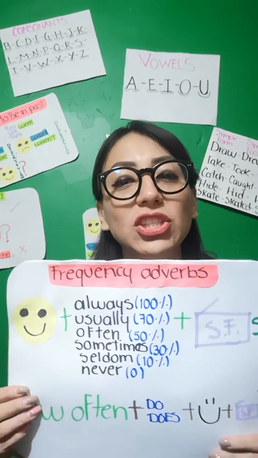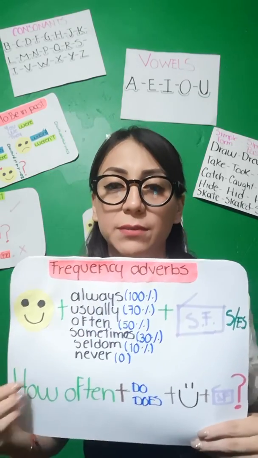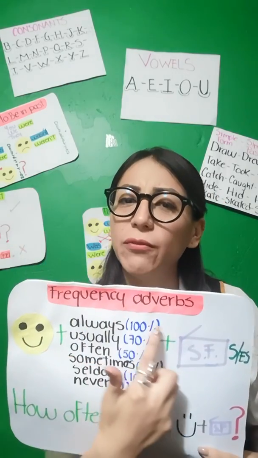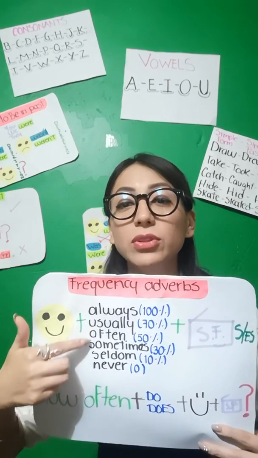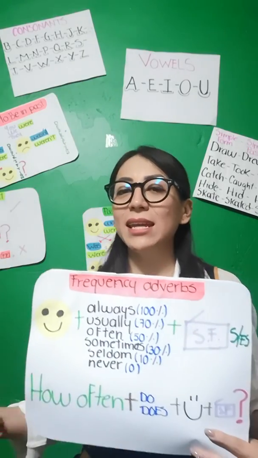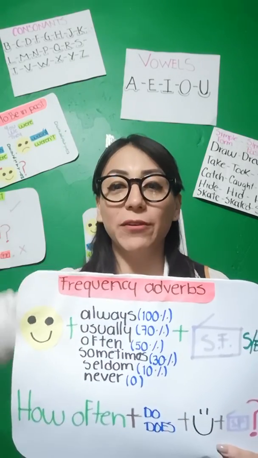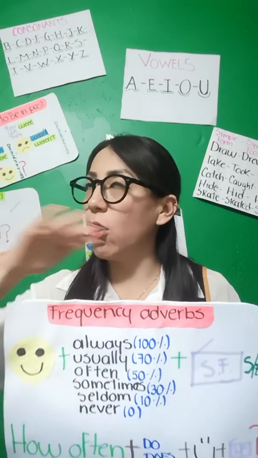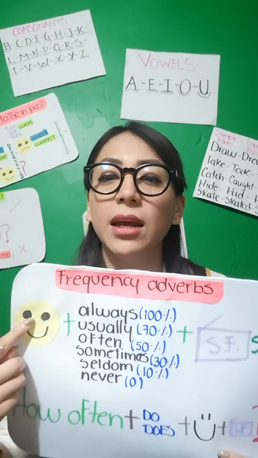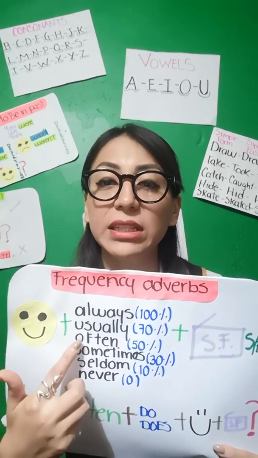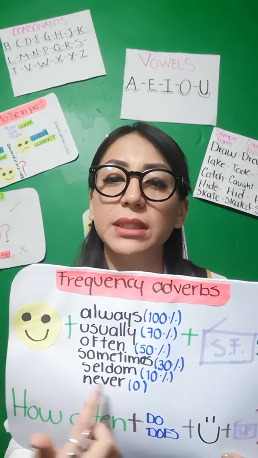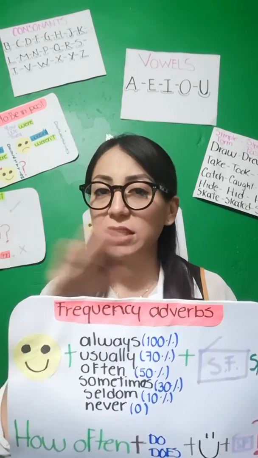Today, guys, we checked frequency adverbs. What is the function of frequency adverbs, guys? Those are going to help me to define or to say the frequency of my actions. For example, always is all the time. Usually, we have a 70% of probability. Often, sometimes 30, seldom 10%, and never is never, 0%.